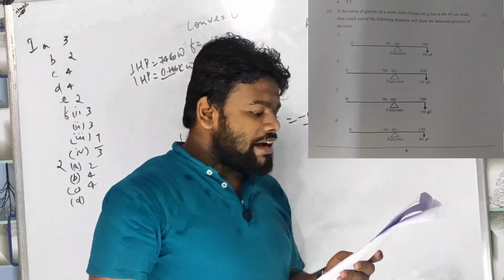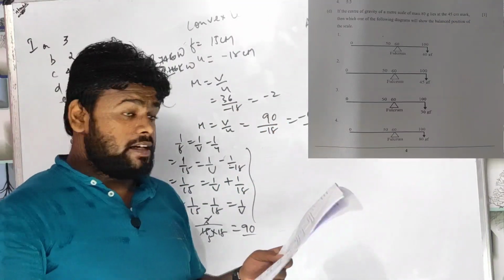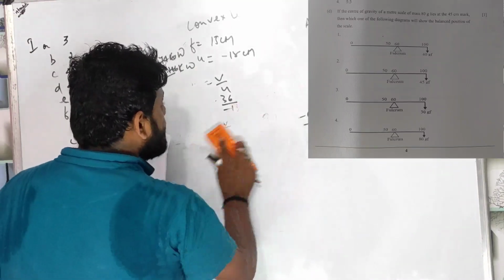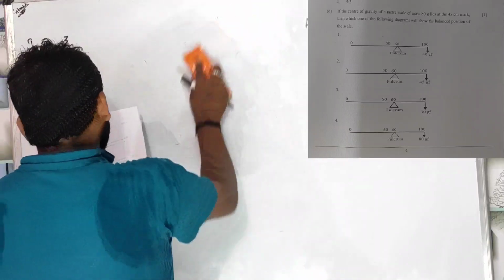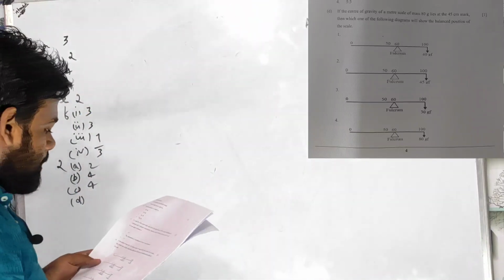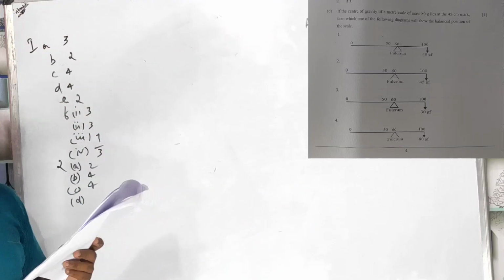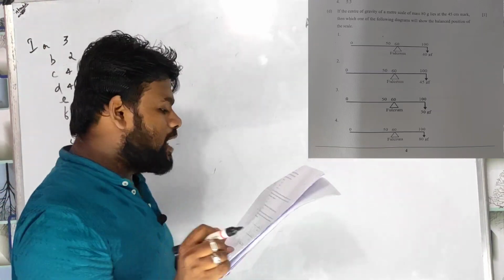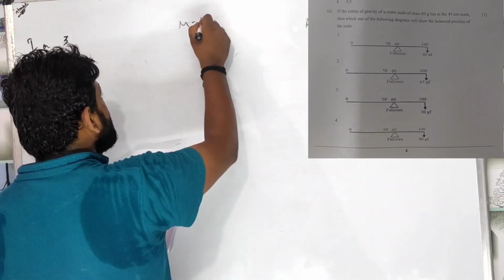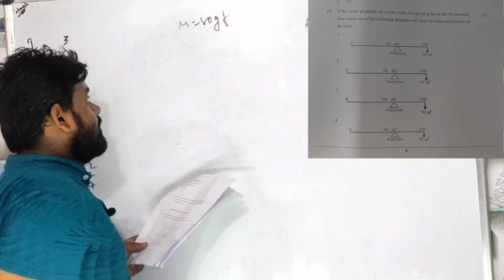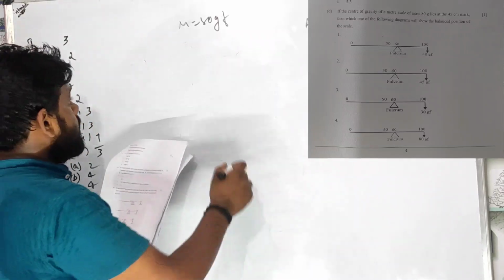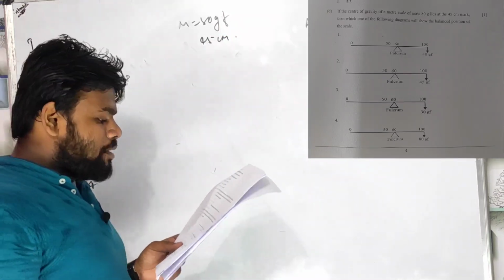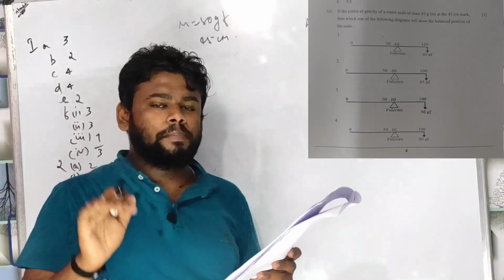If the center of gravity of a meter scale, very interesting. I hope you have done it. Let me erase this. Okay, children, see, if the center of gravity of a meter scale of mass 80 gram force lies at 45 centimeter, which one of the diagrams will balance? See, 4 diagrams are there. Which one is the balanced diagram?